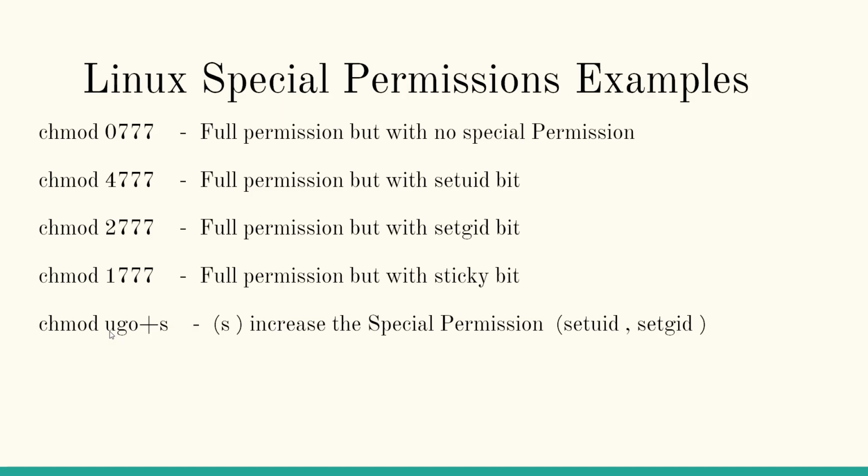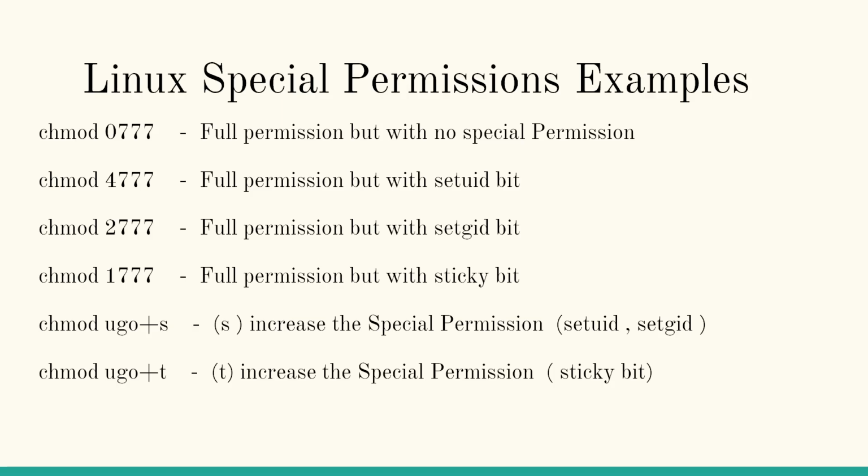By the way, we can use another way, not the numerical way. You can see that we can use the UGO, which is owner, group, other, plus S, which means adding the special permission setuid or setgid. So this will add a special permission, setuid or setgid, for this specific file or directory. And we can use the T as well. As you can see, this adds the special permission of the sticky bit.